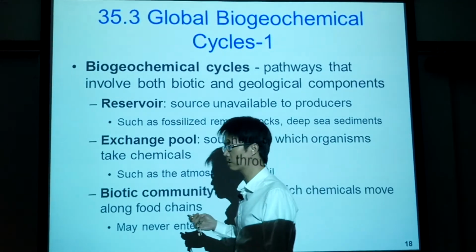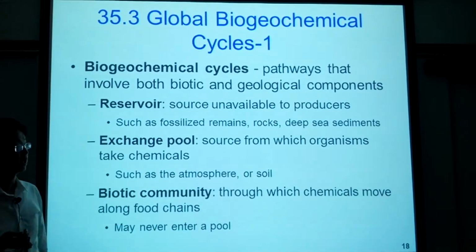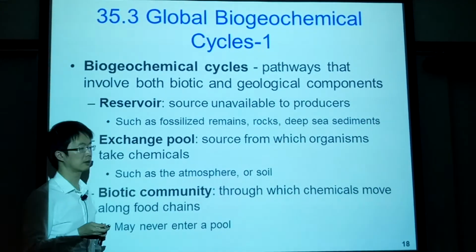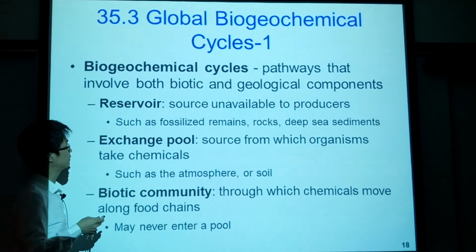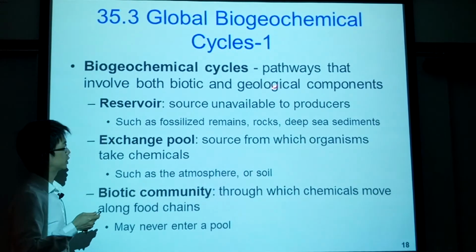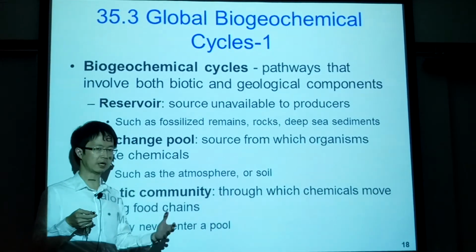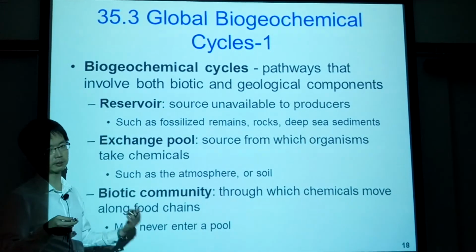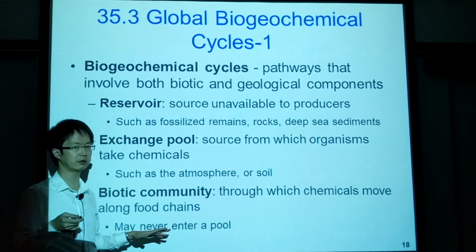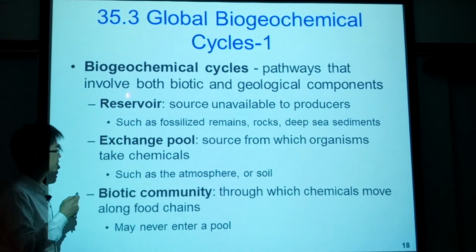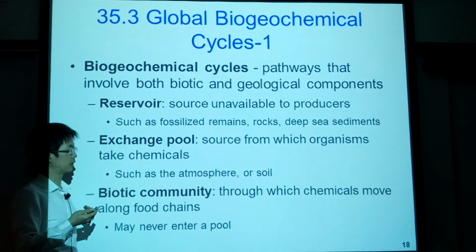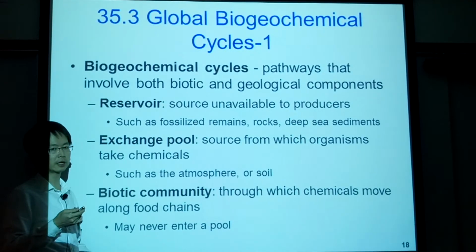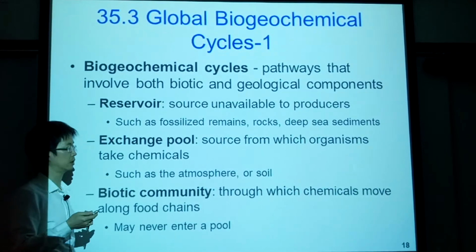Now we finished talking about the energy flow, and we'll start to talk about the chemical cycles. Biochemical cycles, we have a biotic and geological component. In the next few cycles that we talk about, for example, carbon cycle, nitrogen cycle, all the cycles that we talk about, they consist of these three components. Reservoir, they contain all the inorganic nutrient or inorganic matter.